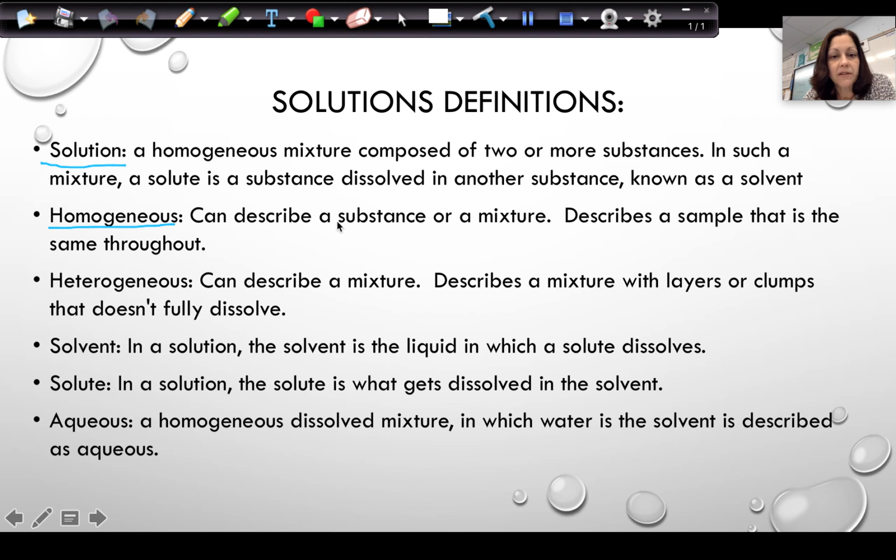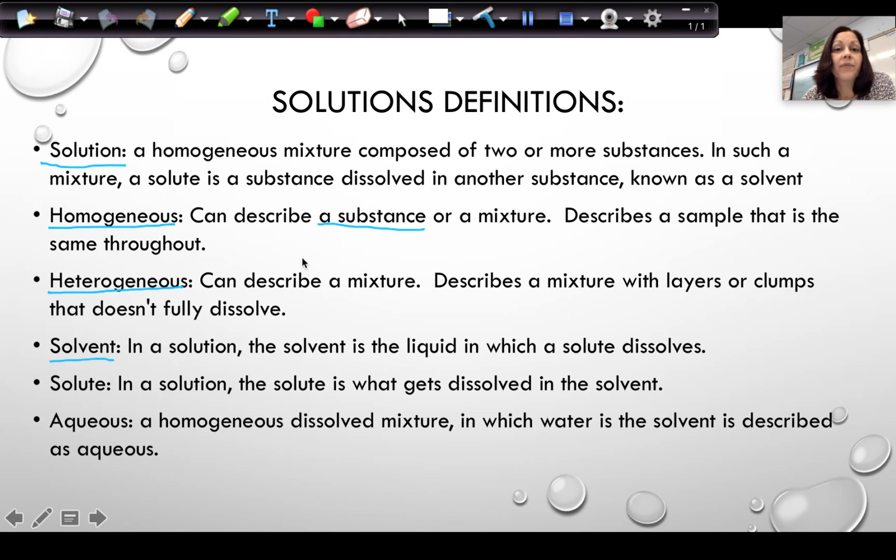The word homogeneous is a review word in this chapter. It can describe either a substance or a mixture. All substances are homogeneous. Remember, substances are elements and compounds. A homogeneous mixture is a sample that's evenly mixed. The word heterogeneous, by contrast, can only describe a mixture, and it describes a mixture that has layers or clumps that doesn't fully dissolve.